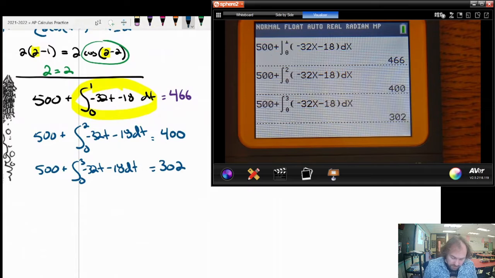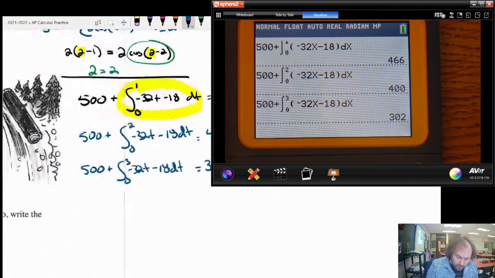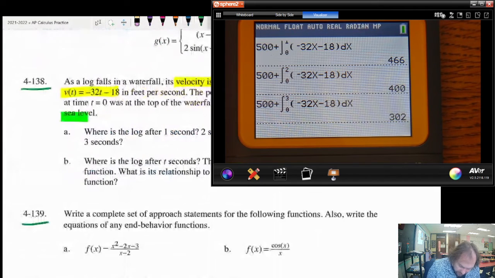As far as question B goes, they're going to ask us for an actual formula. And I think the best formula here is the original position plus the integral from 0 to t seconds of your velocity function, negative 32t minus 18 dt.